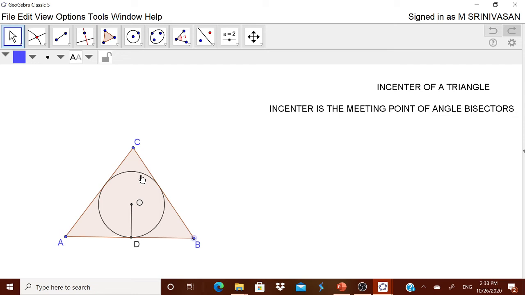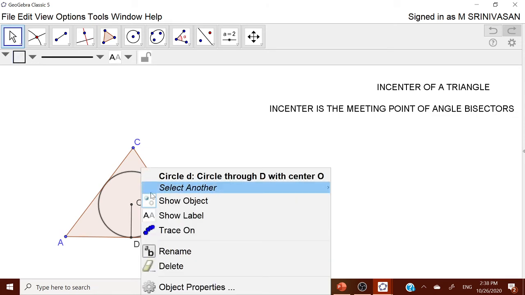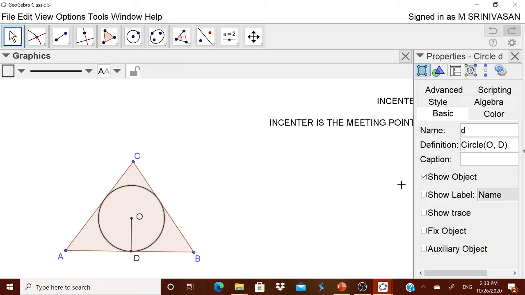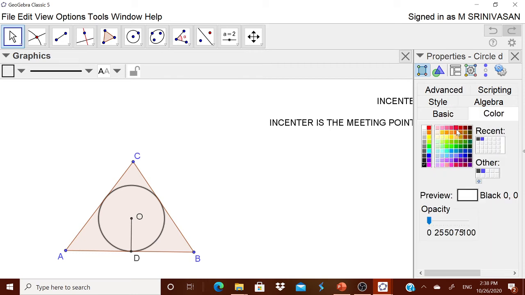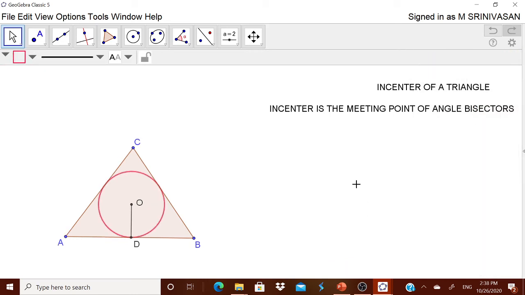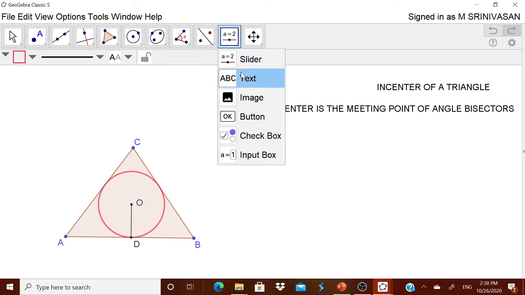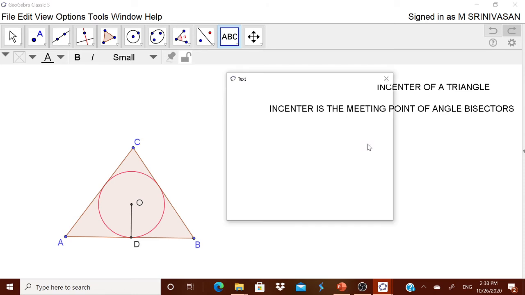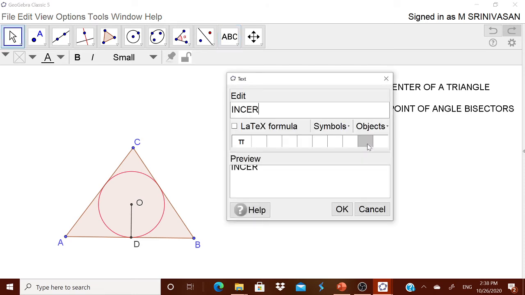Now what you can do is you can make this circle a little bit attractive. Go to the object properties. You can have a different color for it, so that it looks like the incircle. Now what are the other properties? You can tell the children that property number 1, the incenter, for any triangle, lies inside, just like your centroid.